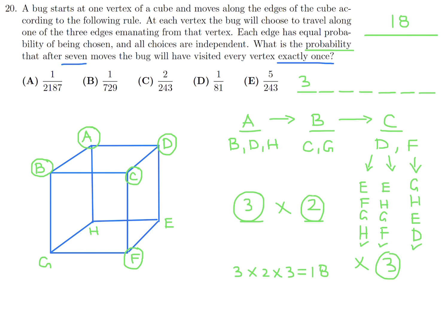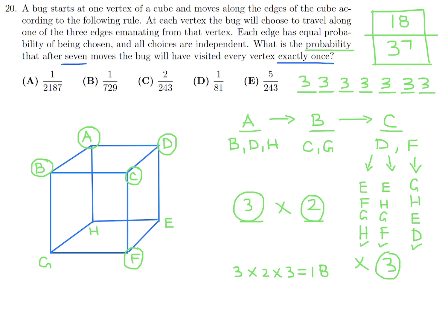From A, for example, you have 3 vertices that you can go to. You can go to either B, D, or H. If you go to D, you can go to either A, C, or E, right? Regardless of the conditions, if you're just looking at the total number of choices. So 3 times 3 all the way. So this is essentially 3 to the power of 7. So that is your denominator.